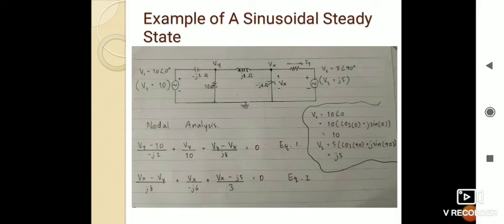For the second equation, it's (Vx minus Vy) divided by J8, plus Vx divided by minus J6, plus (Vx minus 5J) divided by 3 equals 0. So there are two equations because there are two variables, Vx and Vy, and we would like to solve for Vx. Let's do some math, but I'm just going to skip that and show you on the next page.